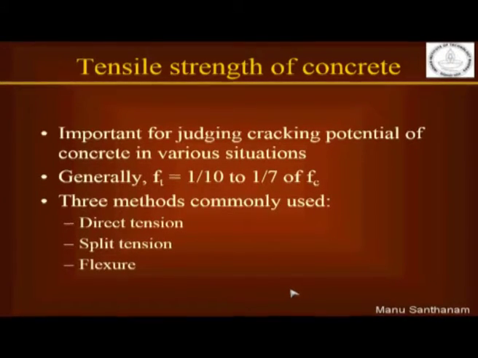So again, generally people suggest a relationship that the tensile strength of concrete is about 1/7 to 1/10 of its compressive strength. So we are not really accounting for very large strengths as far as tensile resistance is concerned. Okay. There are three common methods that we typically use to determine tensile resistance. One is direct tension, the other is split tension, the last is flexural strength. So let us take a look at these three techniques.